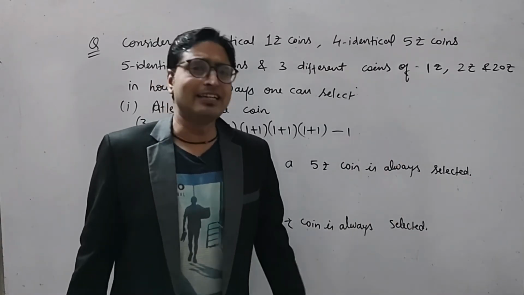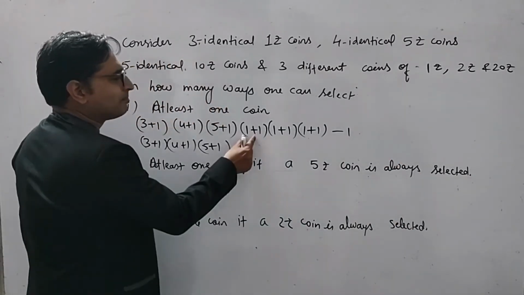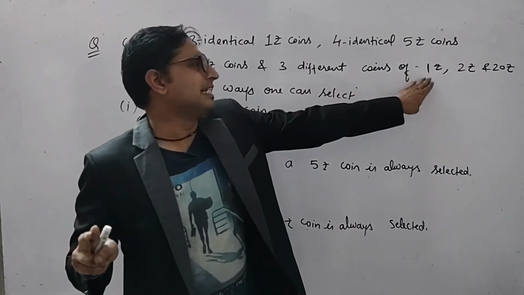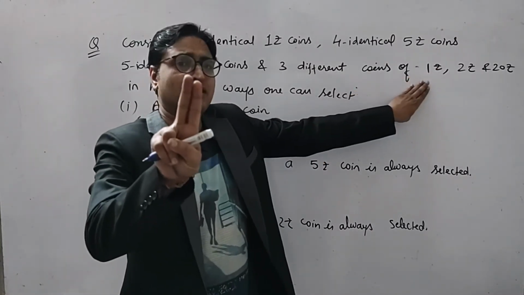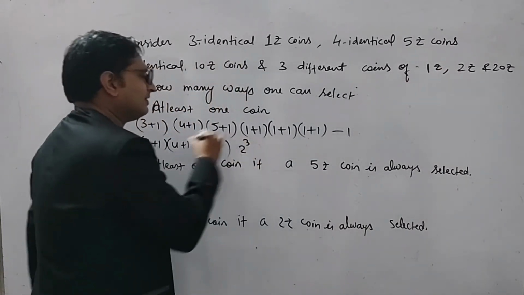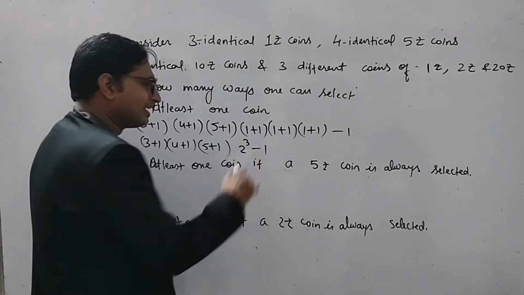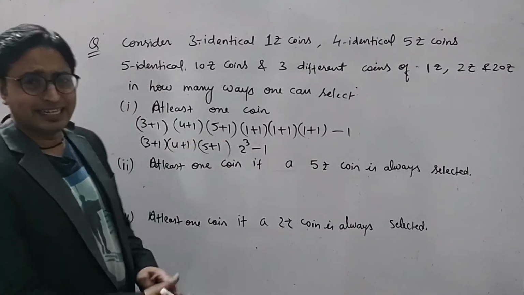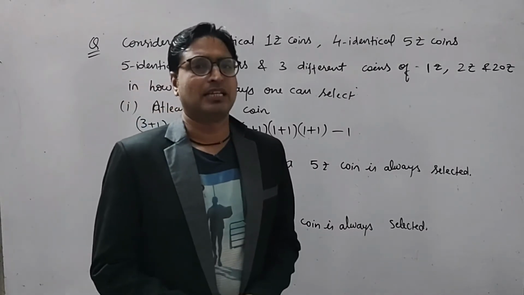So for these 3 different things, you can formulate 1 plus 1, 1 plus 1, 1 plus 1. Means for each of the 3 cases, we have 2 ways. Okay, so we can combine these 3: 2 to the power 3 and minus 1.